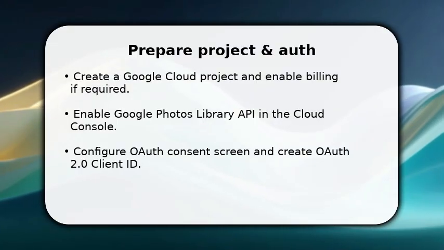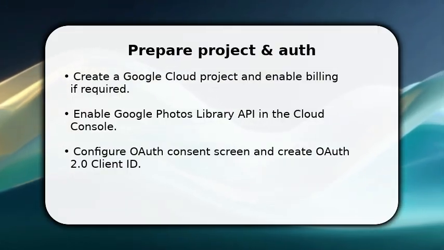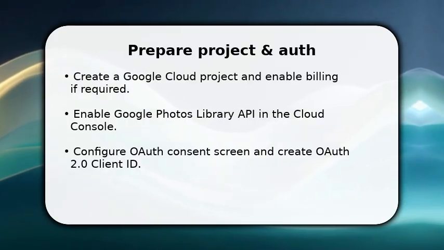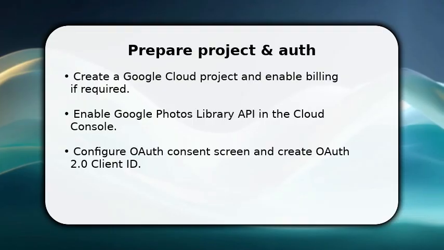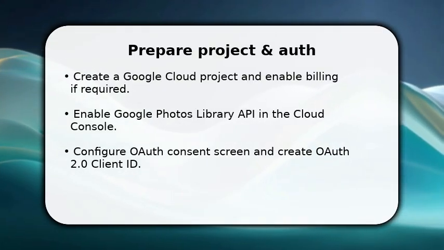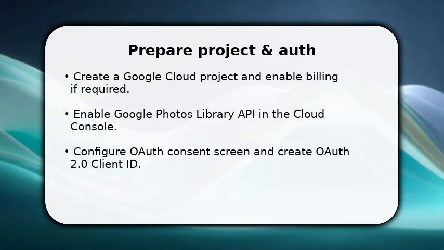You start by creating a Google Cloud project and enabling the Google Photos Library API. This gives you the endpoints. Next, configure the OAuth consent screen so Google will allow your app to request user data. Create an OAuth 2.0 client ID and note the client ID and client secret.